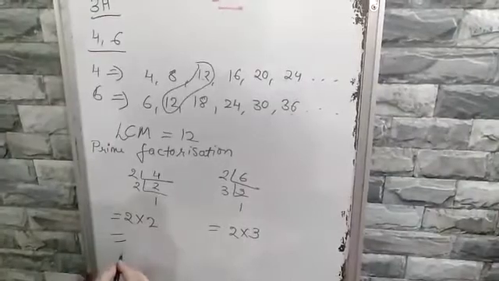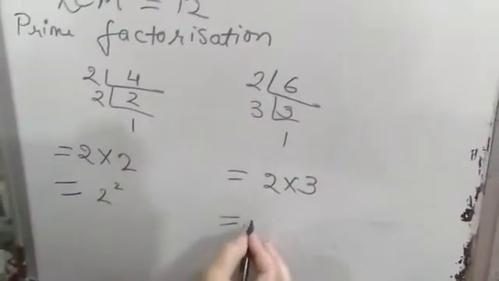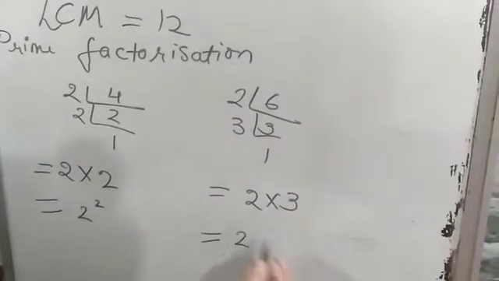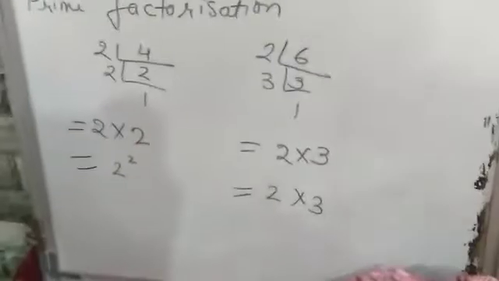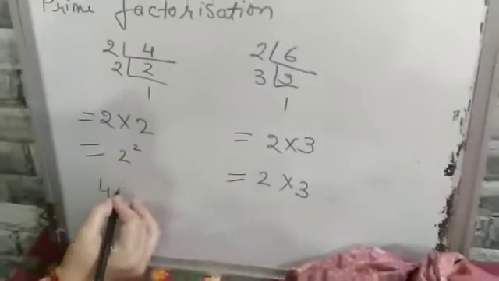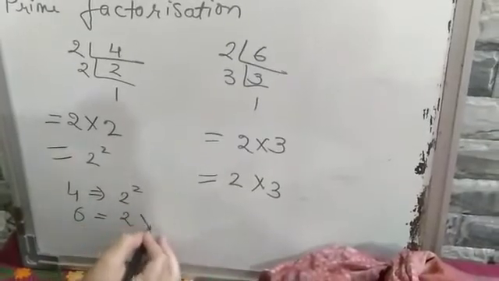So here the prime factors of 4 can be written as 2 to the power 2. Here 6 can be written as 2 to the power 1 only. When nothing is written, it's obvious, the power is 1, and 3 also has power 1. Please write down 4 as 2 to the power 2, and 6 as 2 and 3.